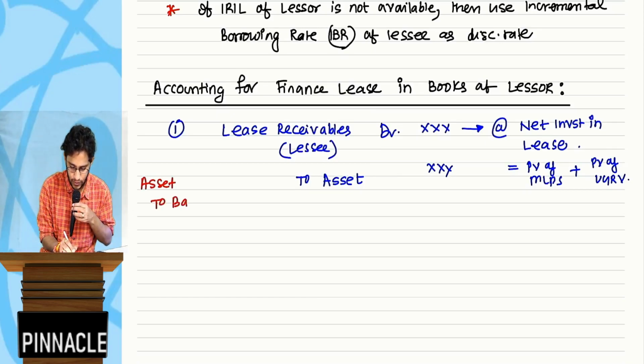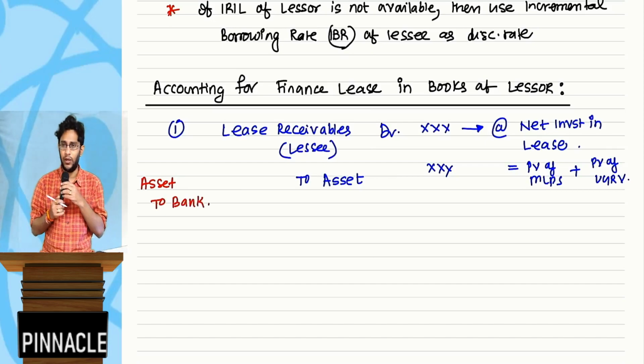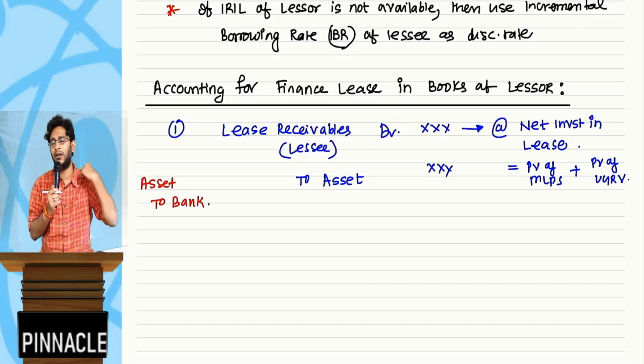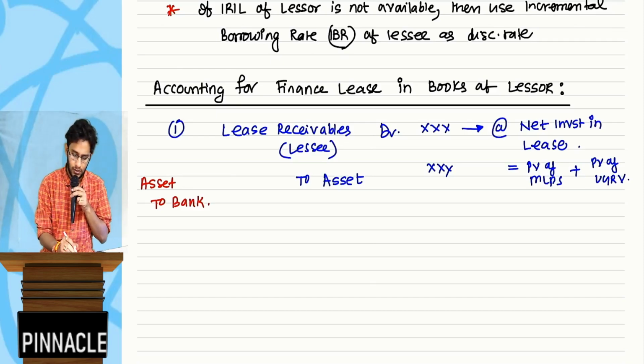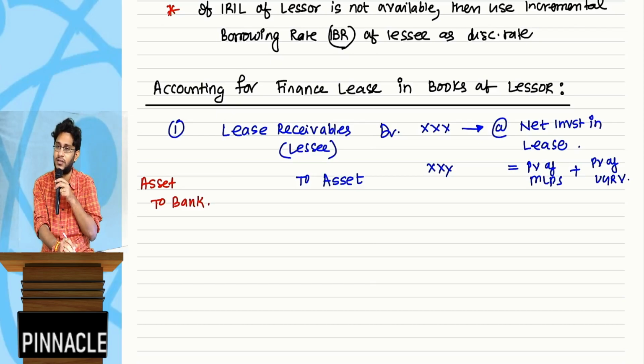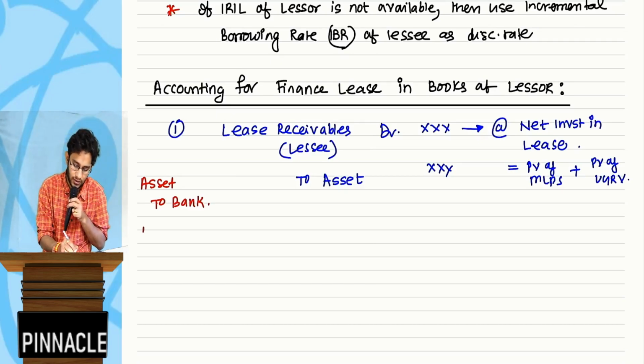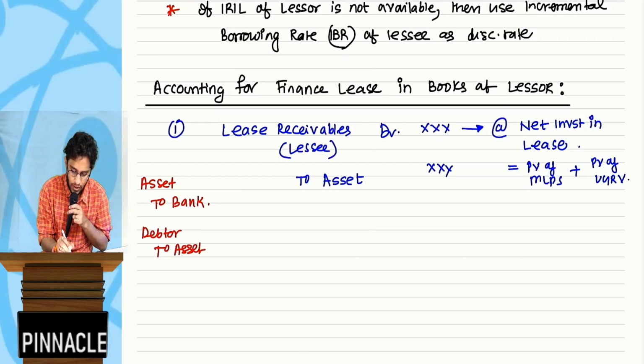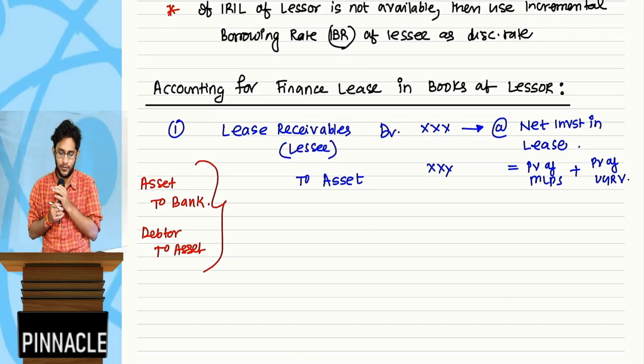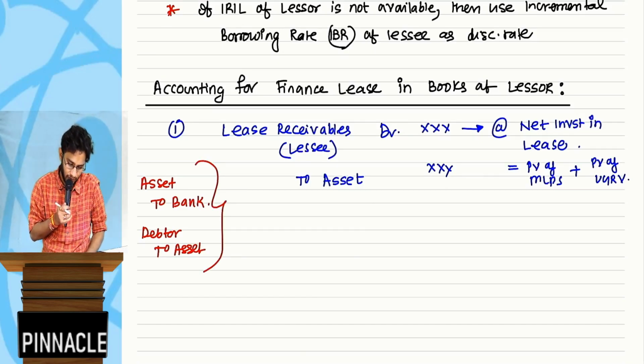Asset to bank. Now, the asset I gave to somebody on a credit basis. I sold the asset on credit. What is the entry? I sold this asset to somebody on credit sale. That's all. Debtor account debit to asset. If you club both entries, the asset is gone. What is the effective entry?